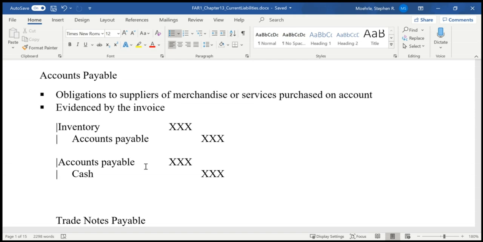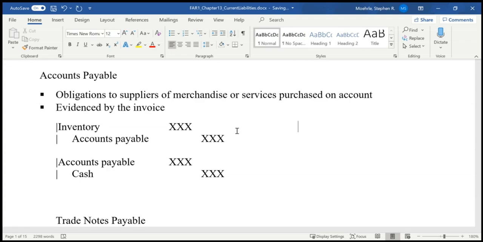These types arise from the transaction that gave rise to them. So one common current liability is accounts payable. These are typically obligations to suppliers of merchandise or services that were purchased on account. The accounts payable are evidenced by an invoice. When that invoice is received, we debit the inventory or whatever we got from the provider, and we credit accounts payable.